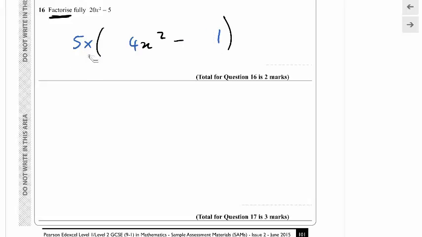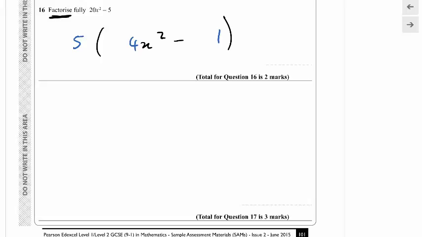So I've got 5 times. I'm going to get rid of that times because it looks a little bit like an x. So I've got 5 lots of 4x squared minus 1. Great, I'm finished, aren't I? No, absolutely not. I've still got another step to do. So when you're faced with a problem like this, you look at that and you think, well, there's surely nothing else which is common that I can take out.